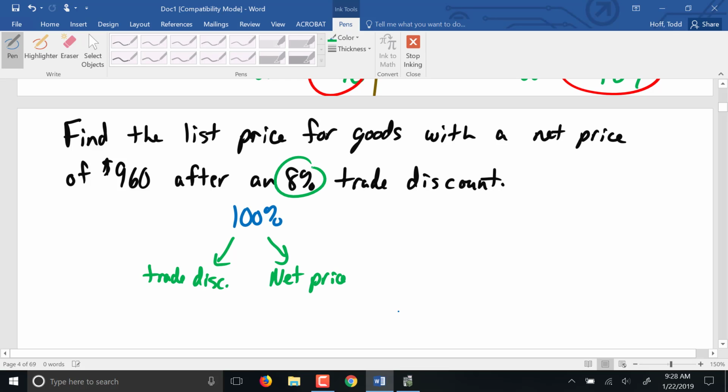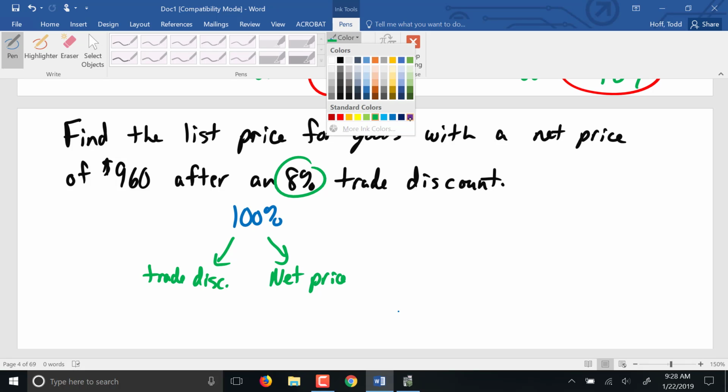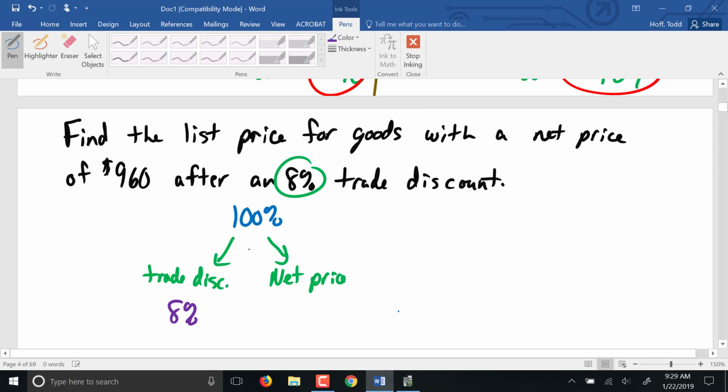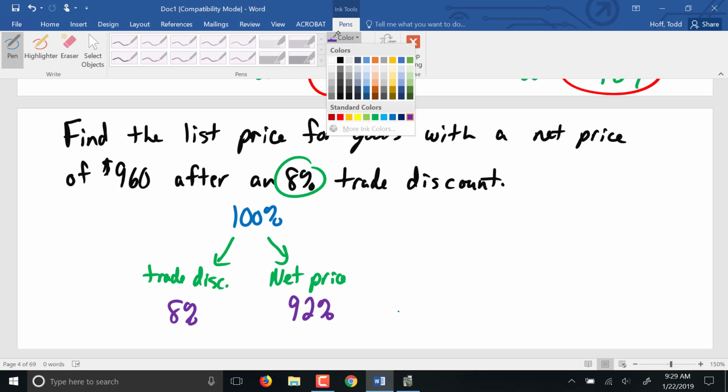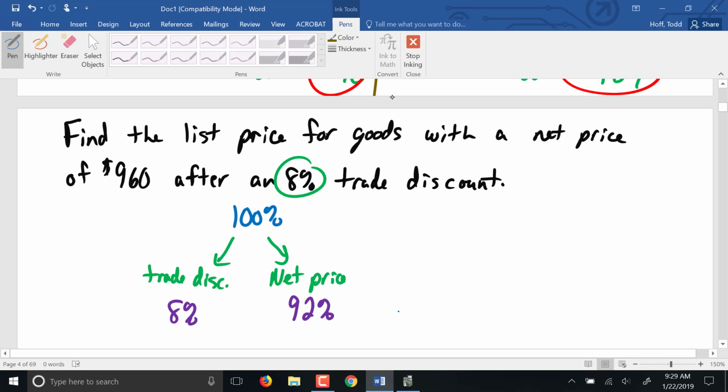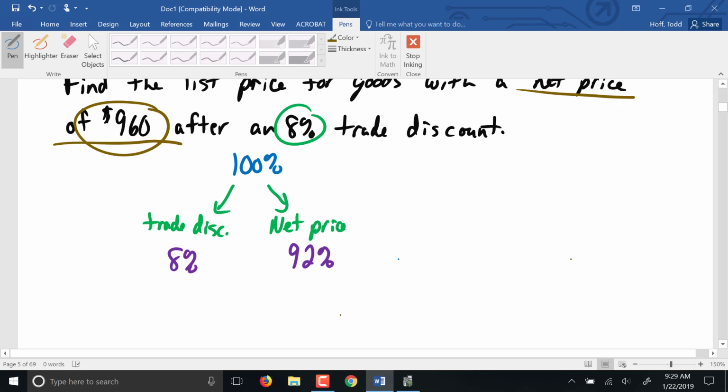The trade discount is 8%, which means 100 minus 8, so 92% is the net price. So we have to see what we are representing. The $960 represents the net price after the discounts. That's the net price. So that $960 goes with the 92%.